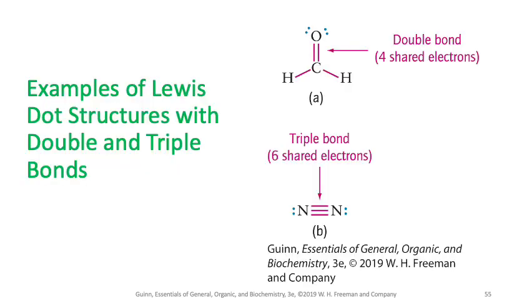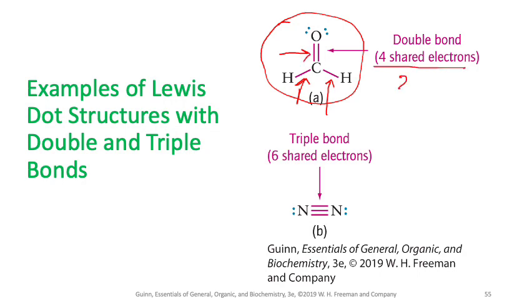So this is the example of a Lewis dot structure containing double and triple bonds. If this is the structure, these are the single bonds, you have one bond, single bond. This is your double bond, meaning 4 shared electrons or 2 pairs of electrons, meaning 4 electrons. And then this is your lone pair of electrons. And how many lone pairs do you have? You have 2 of them, 2 lone pairs of electrons.